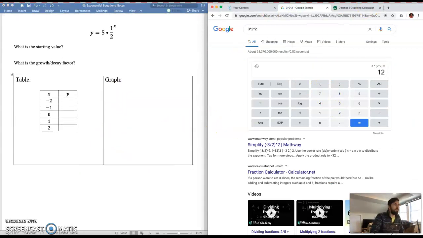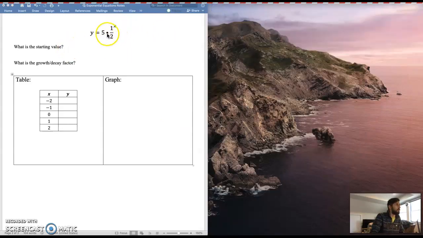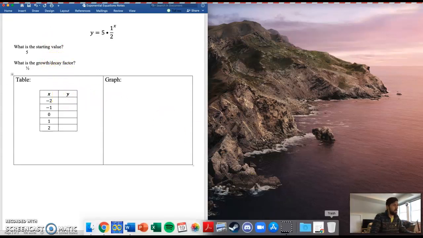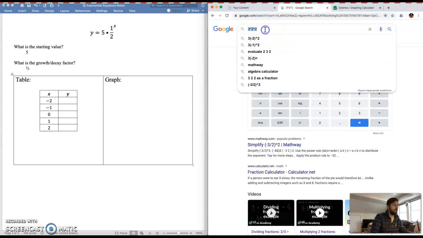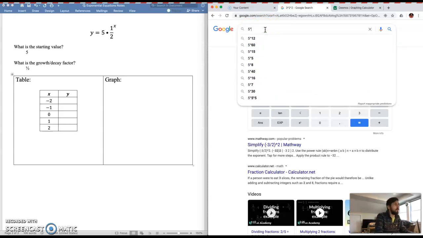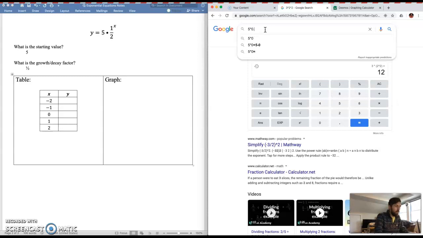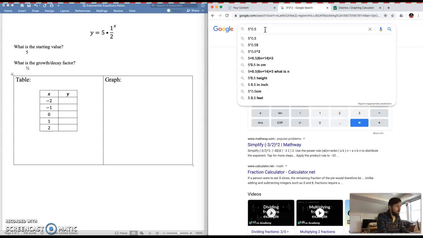So this example is 5 times 1/2 to the x. So in this case, the starting value is 5, and the growth or decay factor is 1/2. So in this example, again, we're going to plug in those values. So I'm going to start by, we'll change these numbers. So that's going to be 5 times, I can plug in 0.5 to the power -2.